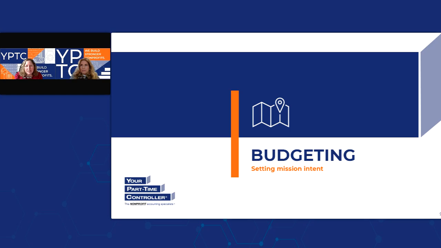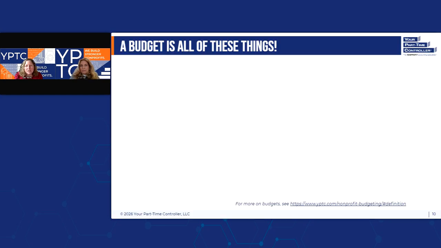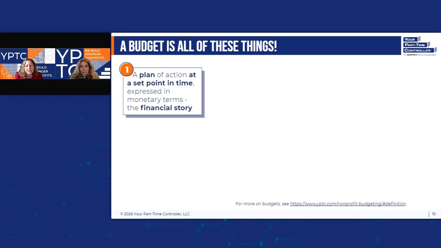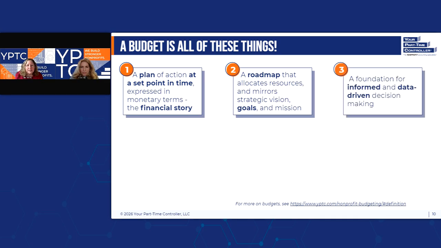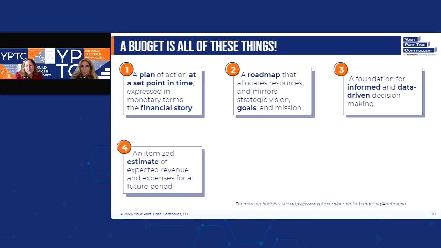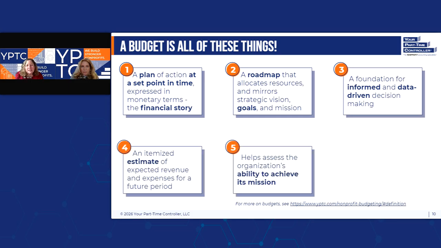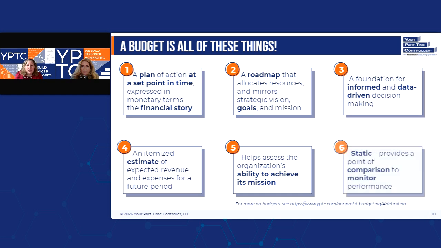What exactly is a budget? So a budget is going to be all of these things that we're putting here on this slide. A budget is a plan, it is a roadmap, it is a foundation for data-driven decision-making. A budget should track all of your activities, including your revenues and expenses. And your budget will be a strategic tool for achieving your mission. It provides context, so you'll want to compare it against your actual results. And finally, it should be static. Budgets are essential. Your funders and your auditors are going to want to see them.